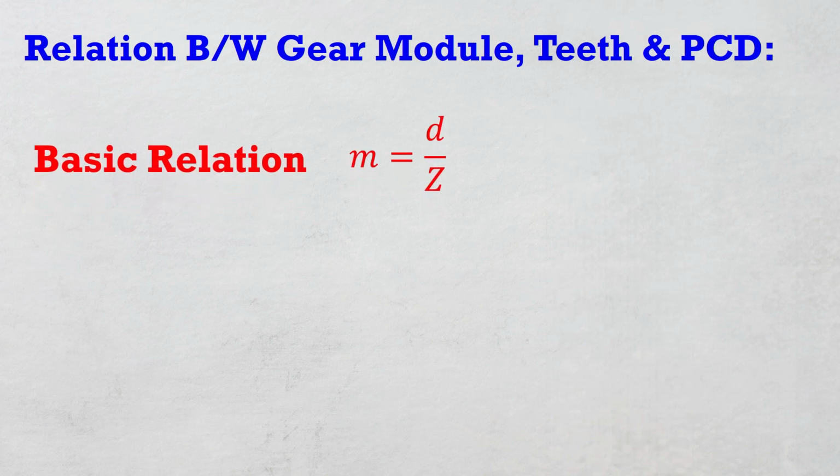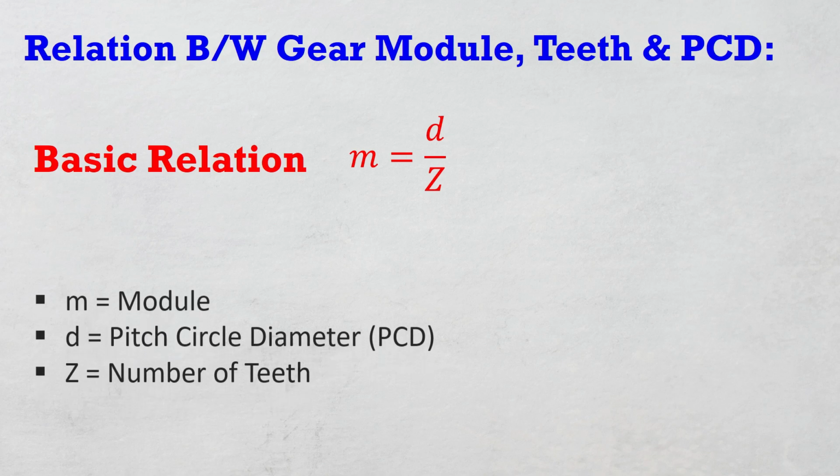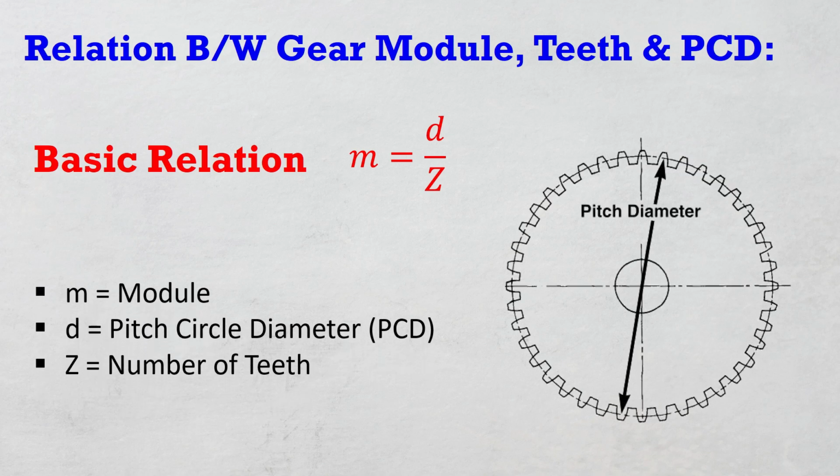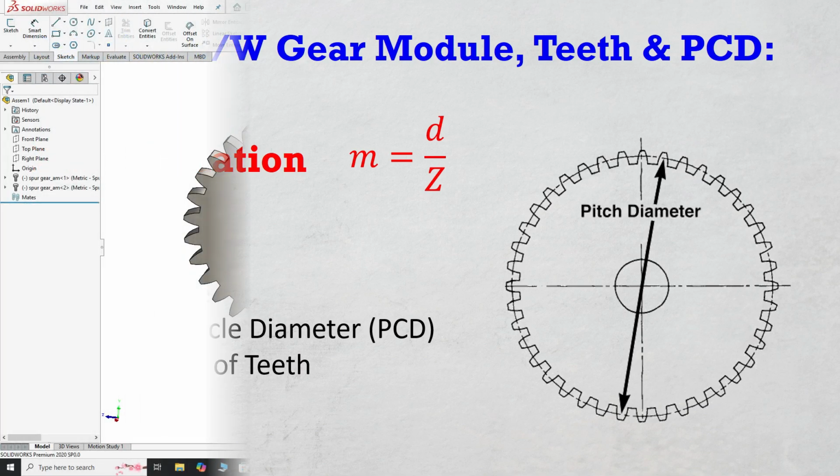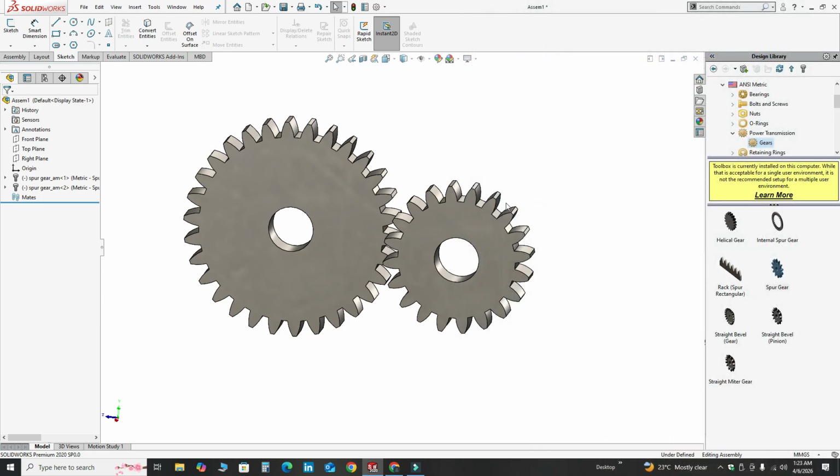So basically the relation between PCD, gear module, and number of teeth is M equals D by Z, where M is the gear module, D is the pitch circle diameter or PCD, and Z is the number of teeth. So my gear module for this smaller gear is 3. And number of teeth are 20, so it would be like 3 into 20, 60. So PCD for this smaller gear is 60, and for this bigger gear is 3 into 30, which makes 90. So 90 diameter for this bigger gear and 60 diameter for this smaller gear.